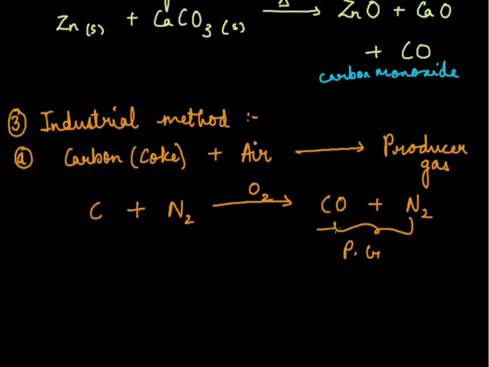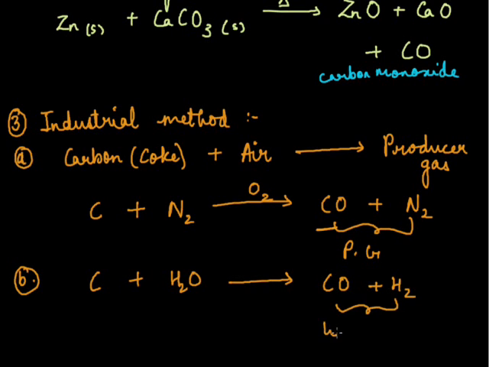Here the carbon monoxide which is produced is used in industries for various purposes. Another industrial method is when coke is passed through steam. It will react with it. Then hydrogen gas will be liberated along with carbon monoxide. These together, the hydrogen and carbon monoxide, are known as water gas. So in this way also we can produce carbon monoxide for industrial use.